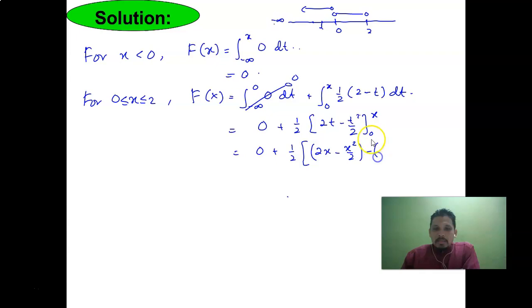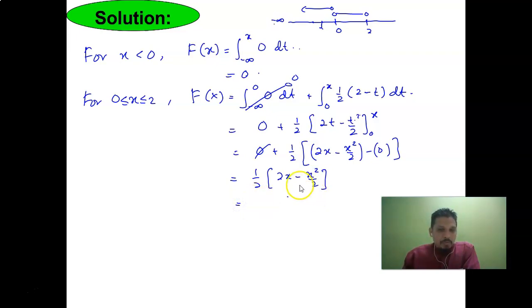Minus, okay, substitute these two t's with 0. 0 and 0 equal to 0. So then, we may ignore this, it's a 0. It is 1 over 2, then 2x minus x squared over 2.